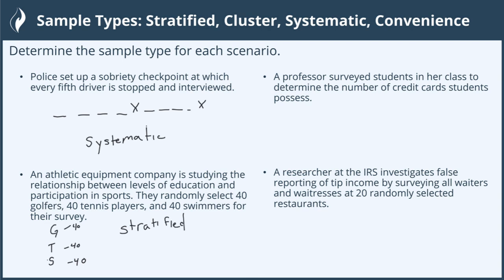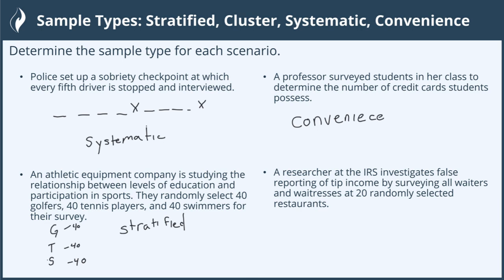Now let's take a look at a professor who surveys students in her class to determine the number of credit cards students possess. This is easy for the professor to have these students, they're right in front of them. However, it's not necessarily the best sampling method because it is a convenience sample and it might not represent the population very well. This is convenient to our professor, making this a convenience sample.